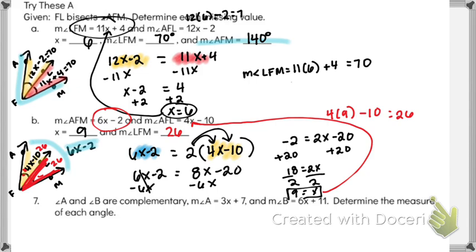Angle A and angle B are complementary. Measure of angle A is 3x plus 7, and measure of angle B is 6x plus 10. Determine the measure of each angle. Sometimes there's going to be something like this, and you're going to be like, okay, well, they didn't give me a picture, so I guess there isn't anything for me to draw. So how am I supposed to figure out my setup? They're going to describe the setup to you. They told you that they are complementary.